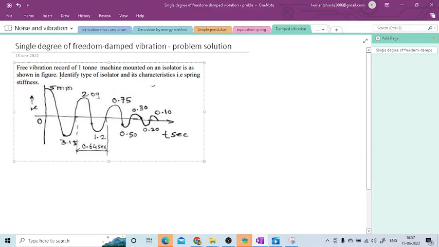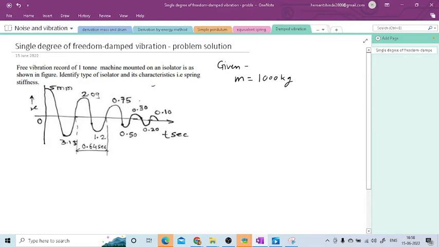So just read the problem statement. In the free vibration record of a 1 ton machine, the mass of that machine is 1 ton, so it is 1000 kg, which is mounted on the isolator as shown in the figure. Identify the type of isolator and its characteristics, that is the spring stiffness. So we'll have to determine the spring stiffness.